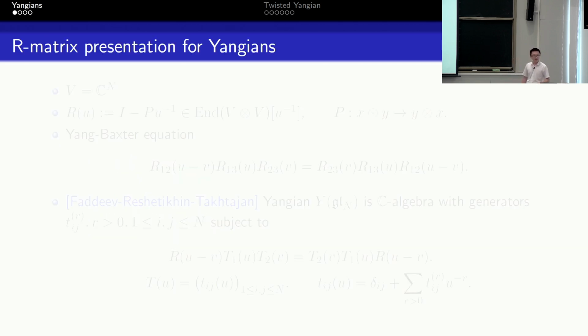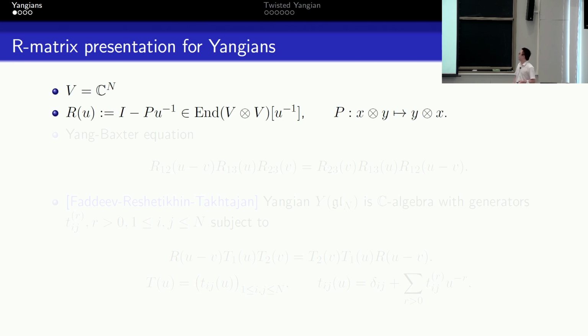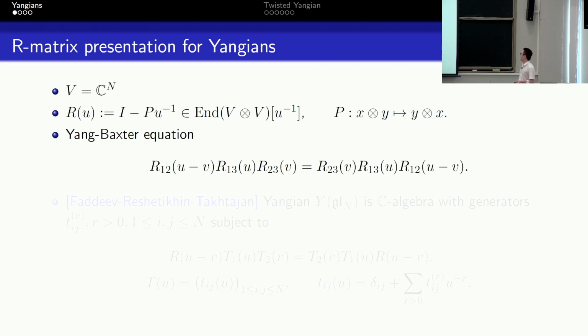Okay. So we start with the standard R-matrix, which you can think of as an operator on V tensor V. The action of P is by swapping the two components. They satisfy the Yang-Baxter equation, and we already saw a variant in Appel's talk.